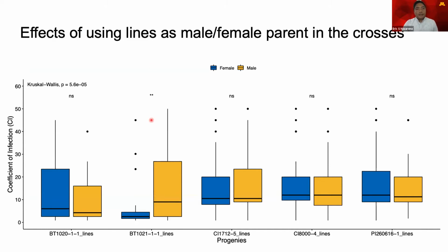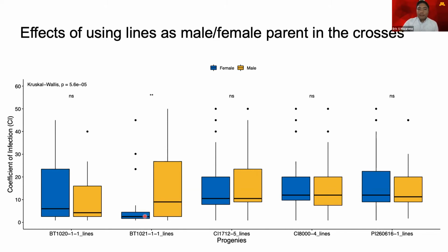Also, I looked at the effect of using the lines as male and female parent in the crosses. For most of them, it doesn't really matter if you use them as a male or a female, except for BT1021. When you use it as a female, the CI is significantly lower compared to the others. So it was really interesting, but this is just preliminary data.